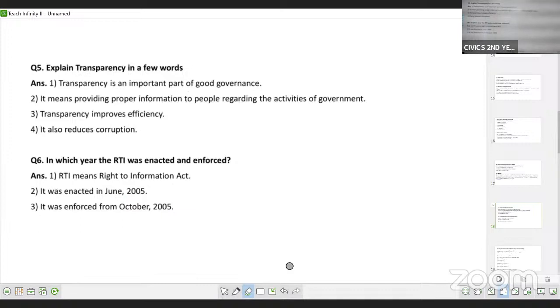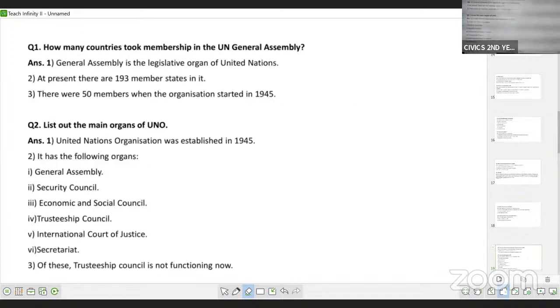With this, we have completed your 10th chapter, Smart Governance BSAQs. Very simple questions. 6 questions. Okay, now let us move to the next chapter, your last chapter, the 11th chapter, India and the World. The 11th chapter is India and the World.